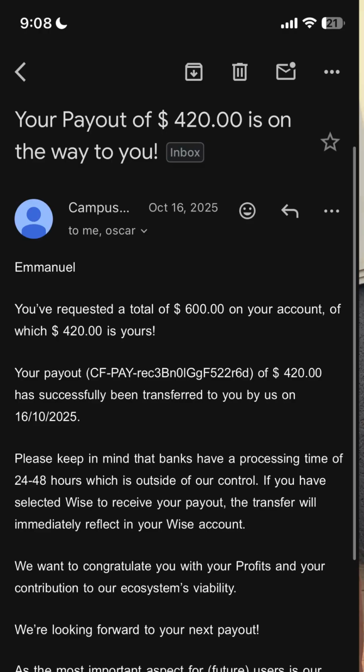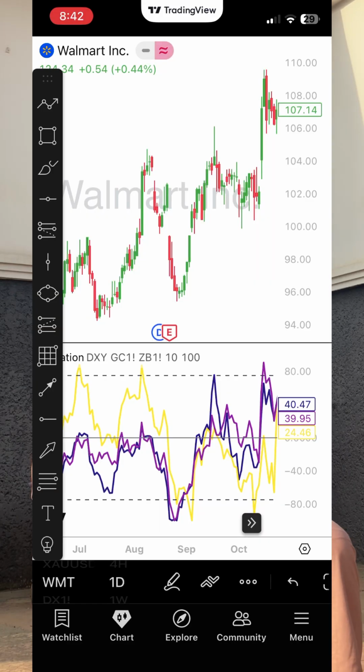And today I'll be showing you how I was able to use the valuation tool to get my first ever payout on a prop firm account. That was a prop firm with Campus Fund, and what trade I took and how I was able to come up with my trade idea.